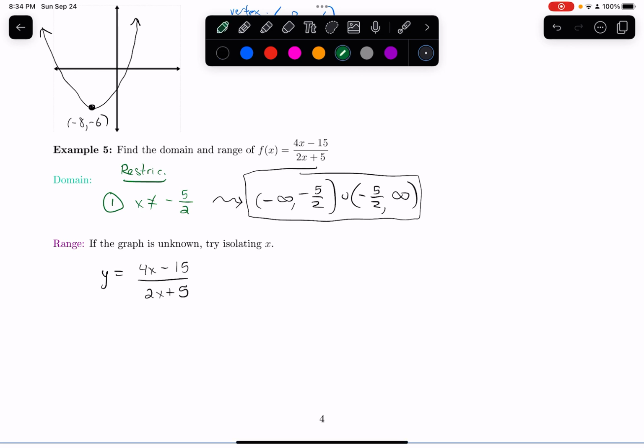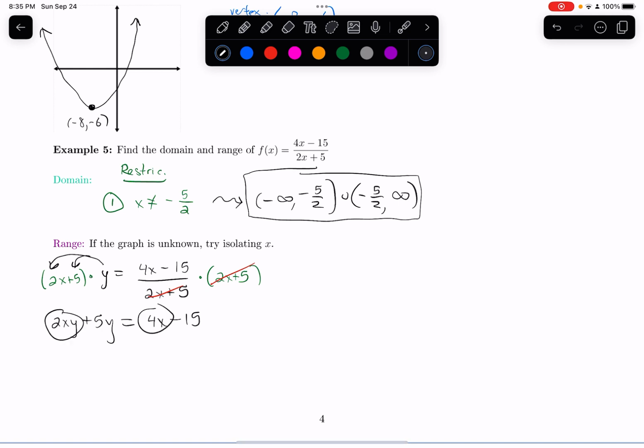So maybe to get rid of the fraction, I'll multiply both sides by the denominator, 2x plus 5. So let's multiply both sides by the denominator. And now on the left side, I can distribute y to each of these terms. So that gives me 2xy plus 5y. On the right, my 2x plus 5 cancels out on the top and on the bottom. So 4x minus 15 there. And to isolate x, let's get all of the x terms perhaps on one side of the equation, and then all of the terms that don't have an x on the other side.